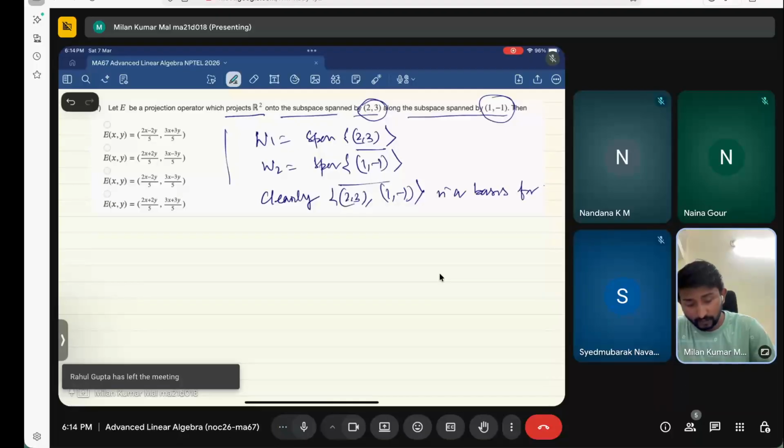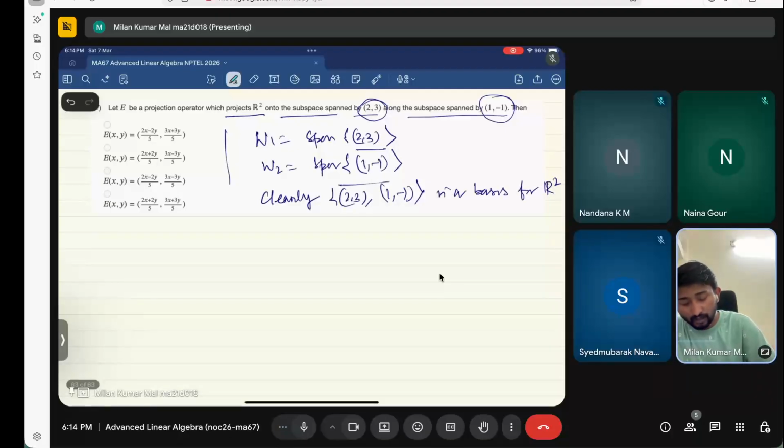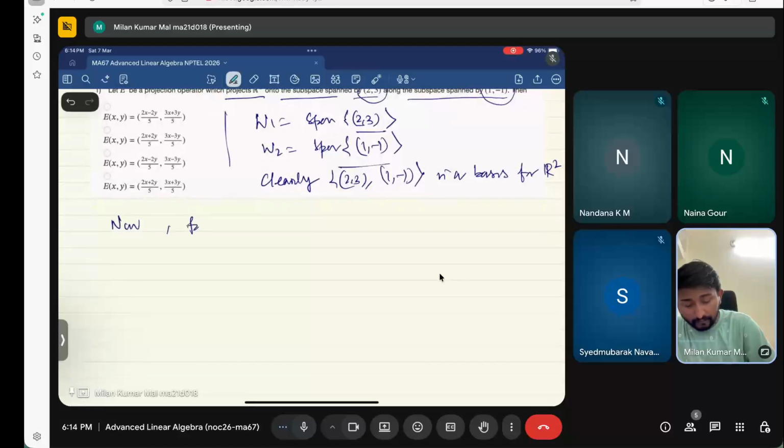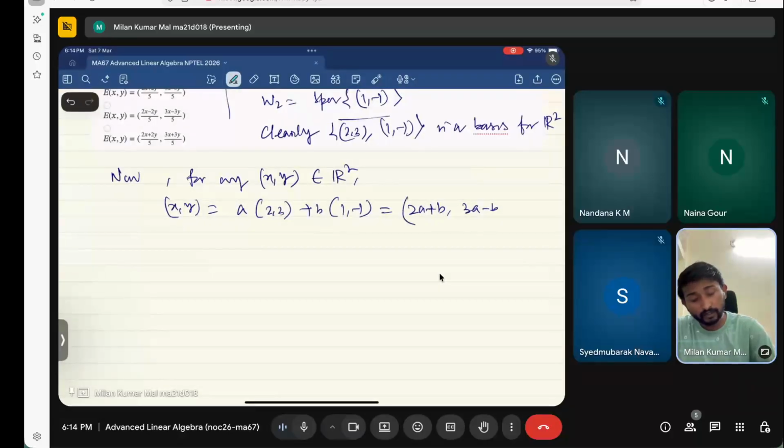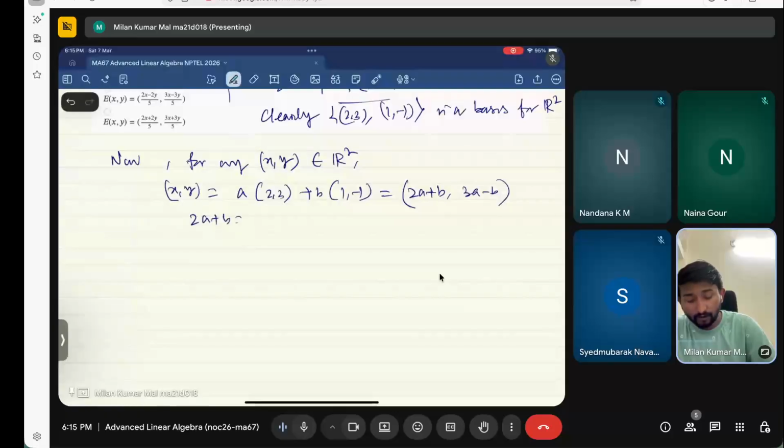for R2. Okay. Now for any vector (x, y) in the vector space R2, that can be written as a(2, 3) plus b(1, -1). So that means one can write it as (2a plus b, 3a minus b). I hope I've written correctly. 2a plus b, 3a minus b. So now what we have to do is solve for a and b in terms of x and y, where 2a plus b is equal to x and 3a minus b is equal to y.